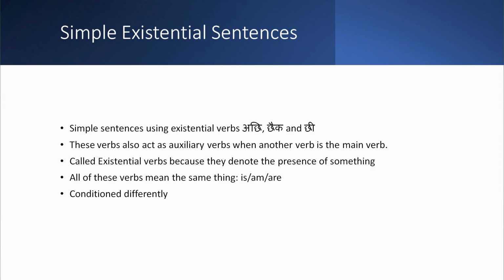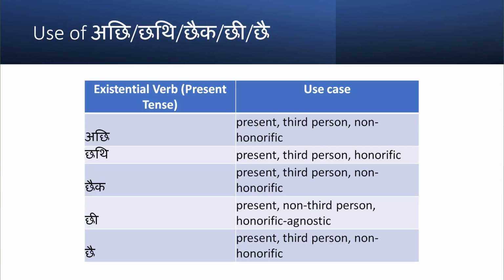So, let us look at this. How do we use the words achi, chati, chaik, chi and chai? They all mean the same thing, but they need a different subject in their person. They are all present tense, but they differ with the honorificity given to the subject or the object. So, achi is the same thing as is, am, are.